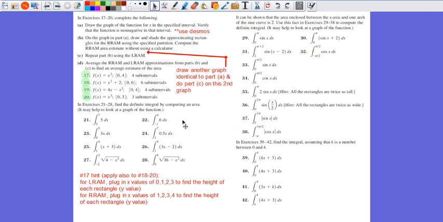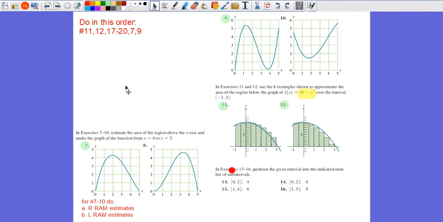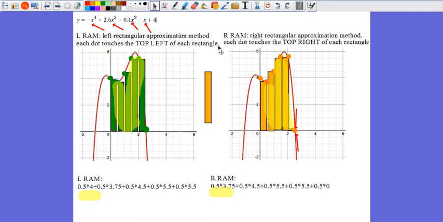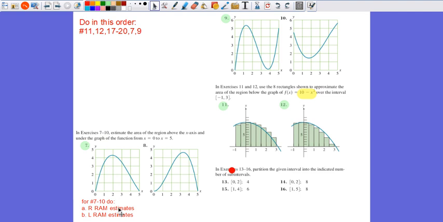And again, they give you equations, so plug in the x values so that you can get the exact heights of the rectangles. For 7 and 9, there are no equations, so these are purely estimations. You just estimate the height of each rectangle, and I want you to do right RAM estimates and left RAM estimates. Here I did left RAM first and right RAM second; here I reversed it. Honestly, it doesn't matter what order you do it in.